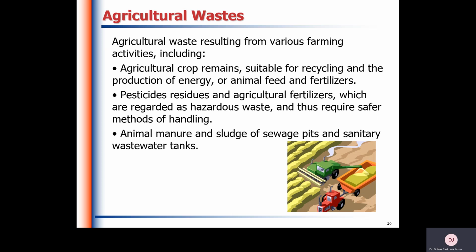Another group of waste is the agricultural waste. Agricultural waste results from various farming activities, which includes agricultural crop remains, suitable for recycling, the production of energy, or animal feed and fertilizers. Pesticide residues and agricultural fertilizers are regarded as hazardous waste and therefore require safer methods of handling. It also includes animal manure and sludge of sewage pits and sanitary wastewater tanks.